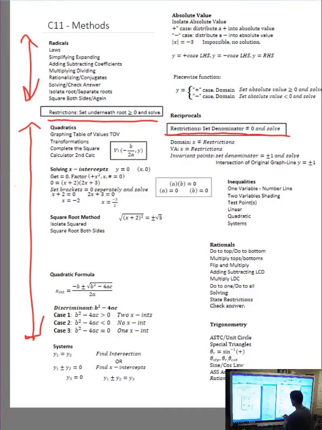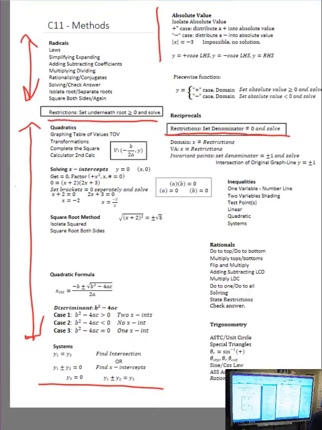Down at the bottom there, we took a look at systems of equations and how we can either set two things equal to each other, or add or subtract them, make them equal to 0, and find out the location of their x-intercepts. Be careful with both of those. It's kind of confusing. Top right, absolute values: positive case, negative case, piecewise functions.